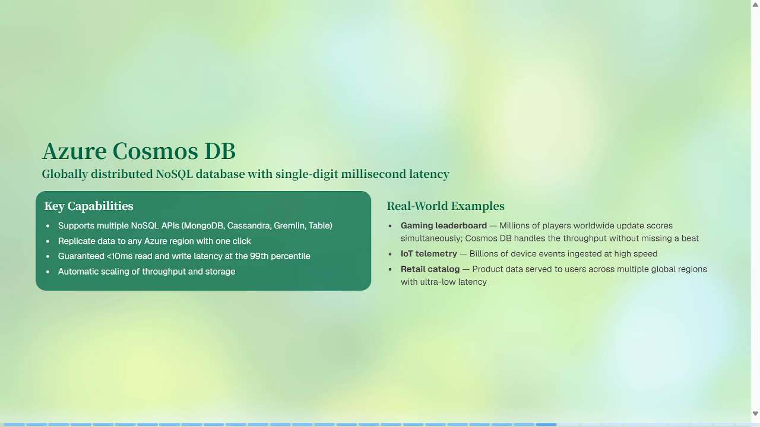Imagine an e-commerce company like Amazon. Customers from the United States, Europe, and Asia all access the same product catalog. With Azure Cosmos DB, product data is replicated across multiple regions. Customers get fast access to product details regardless of location. Updates to product prices or inventory are reflected globally almost instantly. This ensures a consistent and fast shopping experience worldwide.